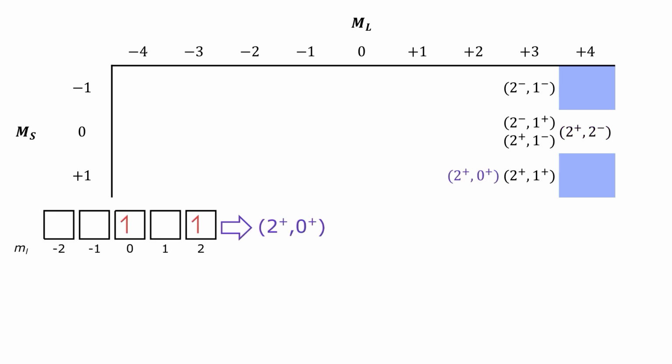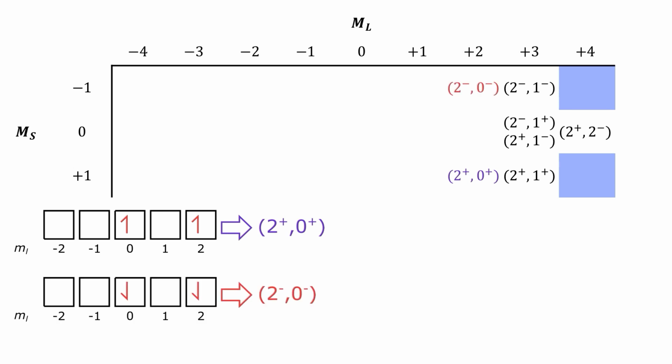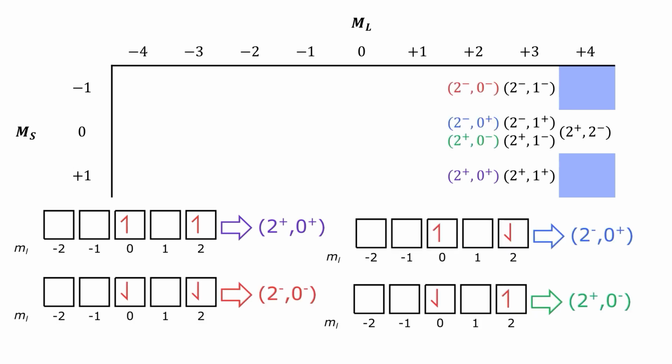For 2 and 0, we can have both spin up, 2 and 0 both spin down, and then alternate spin up and spin down. For 2 and 0 this gives us 4 new microstates. We are filling up the ML plus 2 column by putting the electrons in an orbital with an ml value of plus 2 and another with a value of 0. But of course, this isn't the only way to get capital ML values of 2.